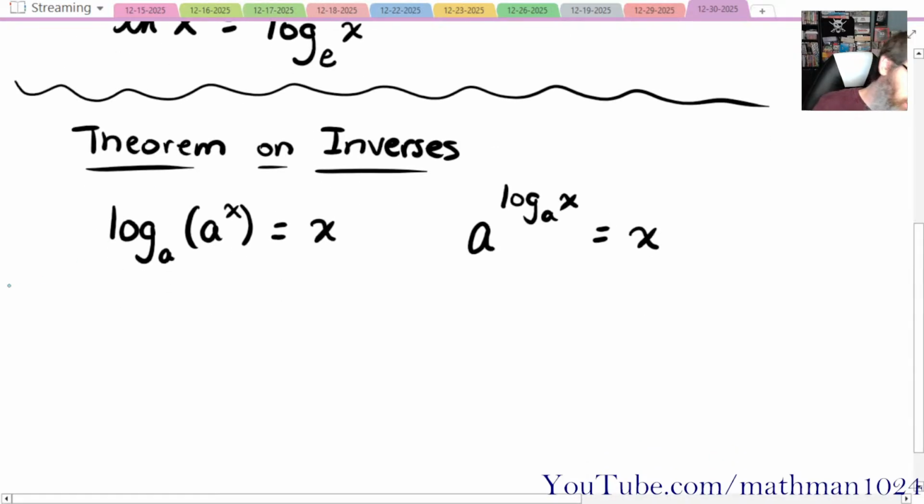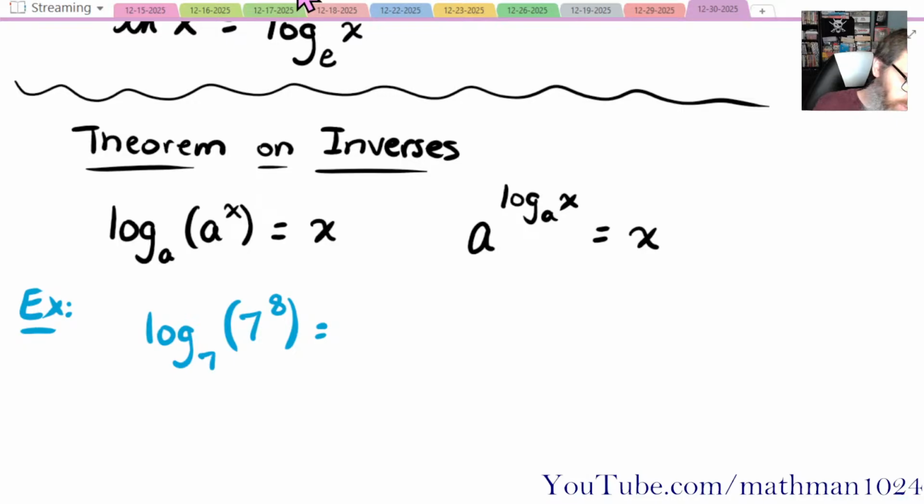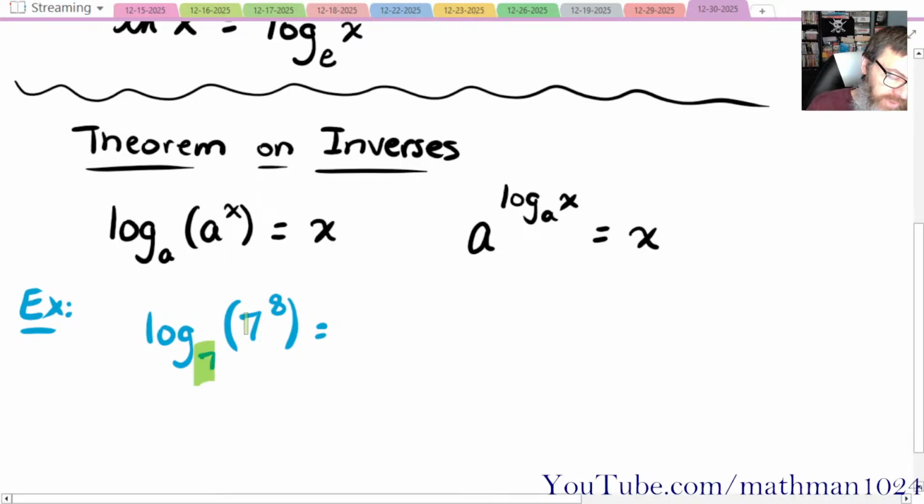For example, if I have log base 7 of 7 to the 8th power, I do not want to figure out what 7 to the 8th power is. I could, I just don't want to. But notice the base of the log and the base of the expression on the inside are exactly the same, so we should be left with just that power, which is 8.